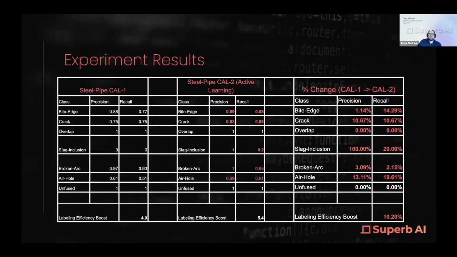So you can see on this slide that the precision and recall improved for almost every class, as well as the expected labeling efficiency boost. We can see that the object slag inclusion was the most notable increase, but many others had double-digit increases in precision or recall.